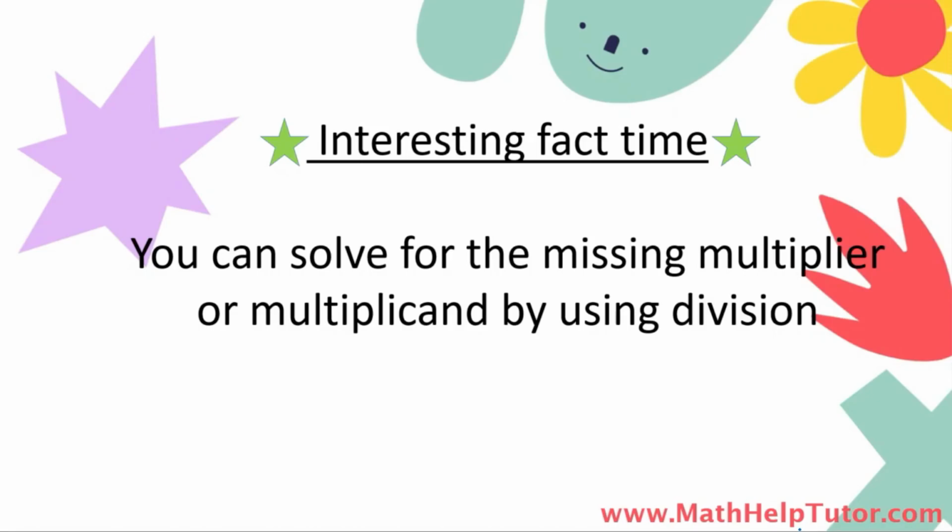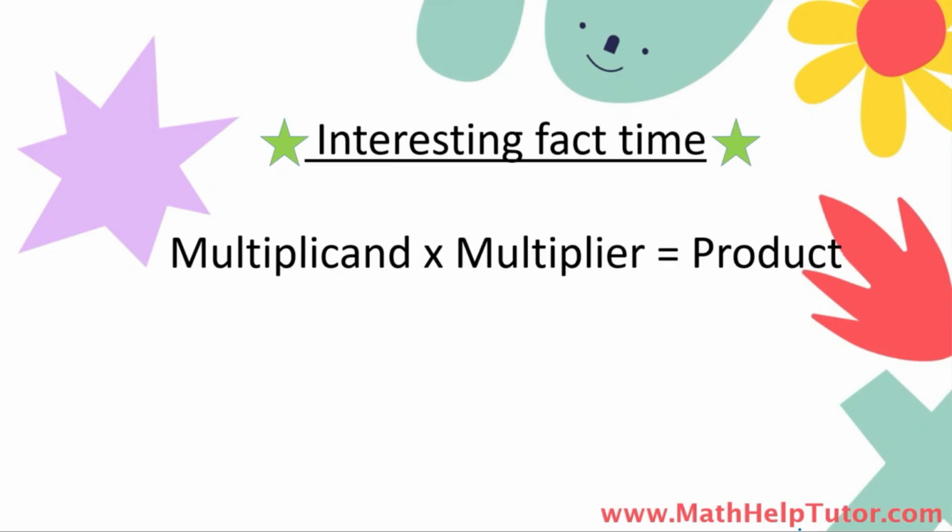Now it's time for interesting fact time. Do you know that you could solve for the missing multiplier or multiplicand just by using division? If you're trying to find a missing multiplicand or multiplier, you can just divide the product by the given number to find the missing value.